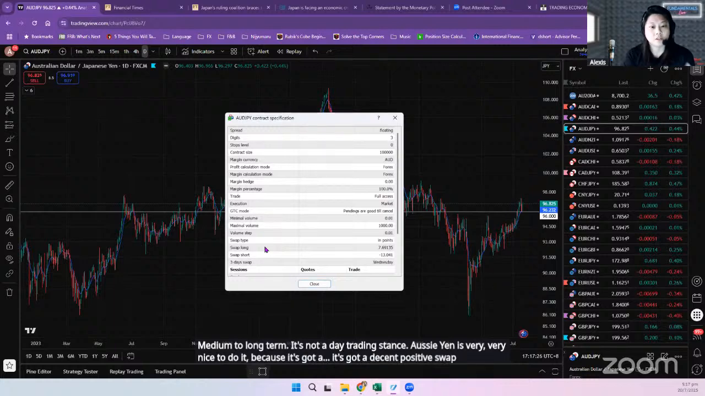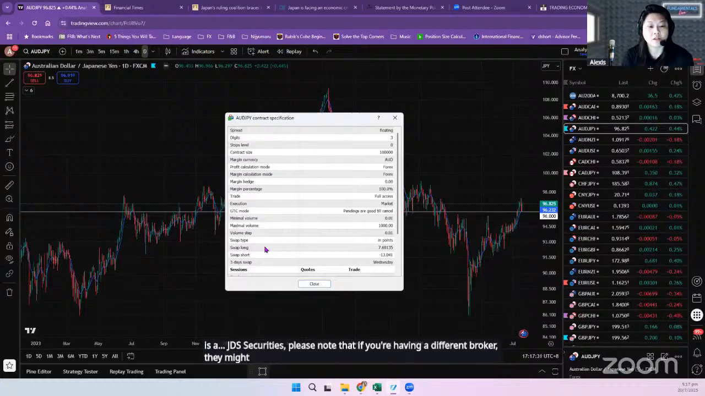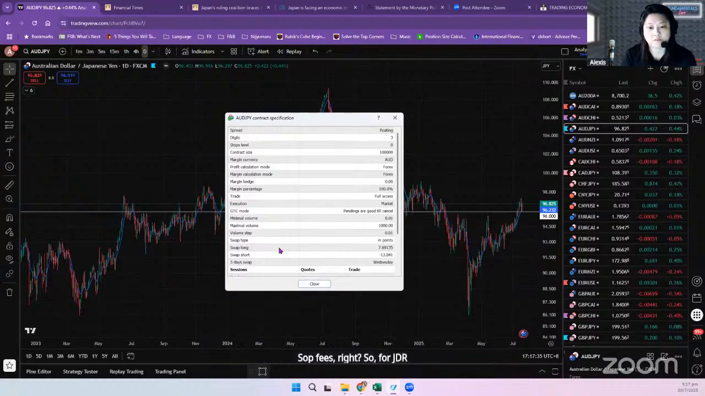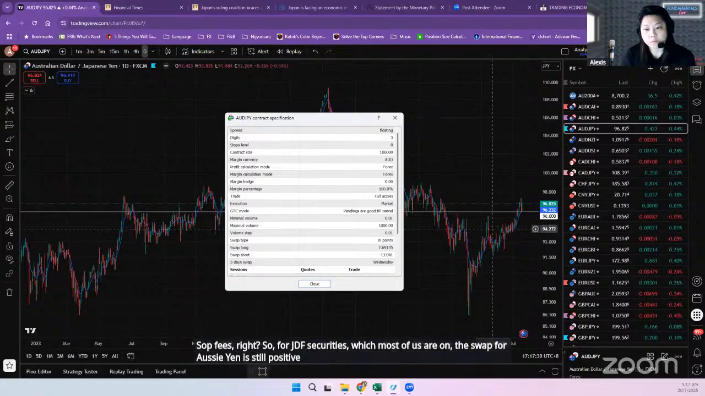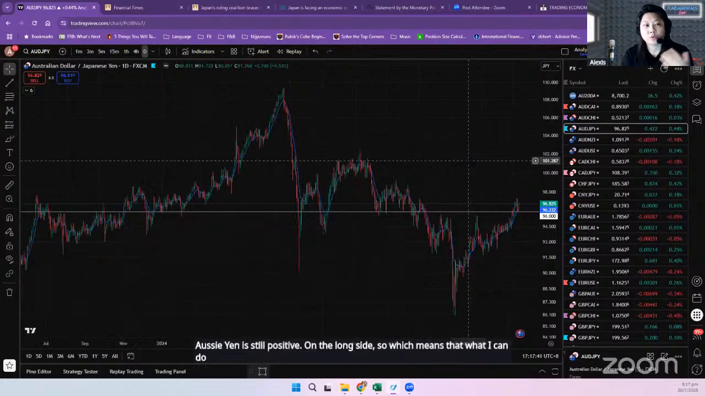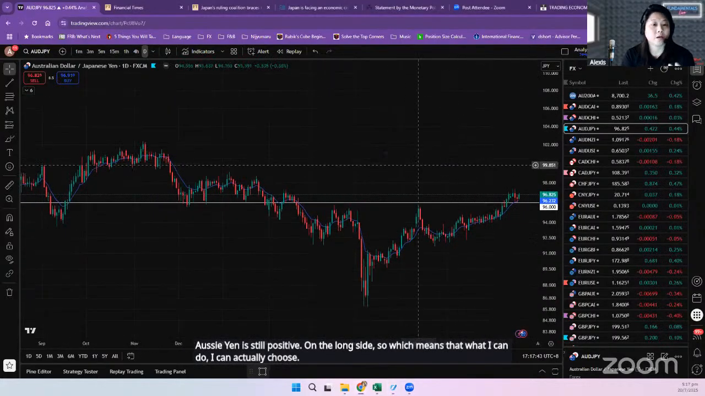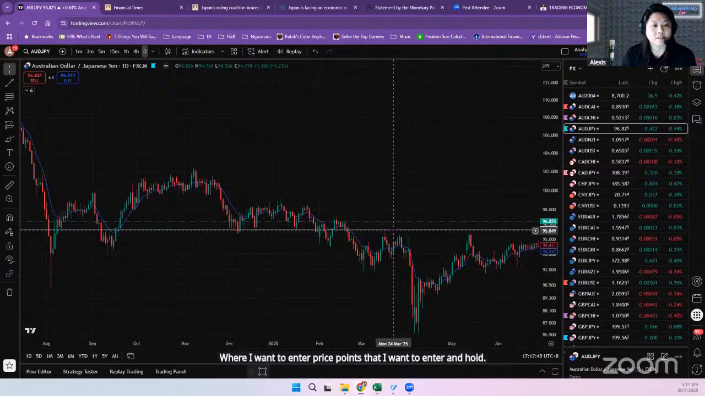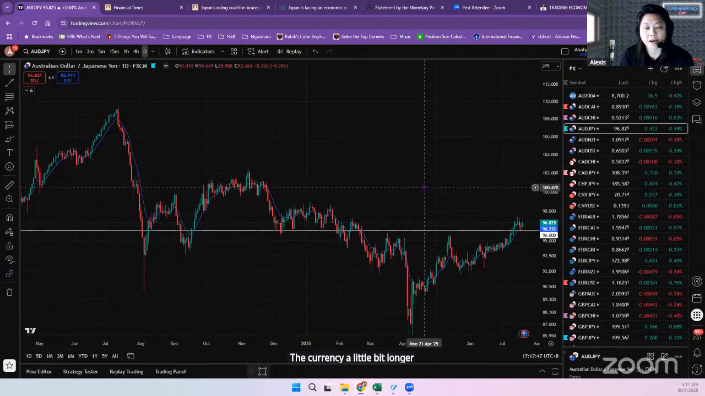So this is JDR Securities. Please note that if you're with a different broker, they might have different swap fees, right? So for JDR Securities, which most of us are on, the swap for Aussie yen is still positive on the long side. Which means that I can actually choose where I want to enter, the price points that I want to enter, and hold the currency a little bit longer. So it's really a buy and hold swing trade in a way, where I'm okay to hold this for a couple of weeks at least.